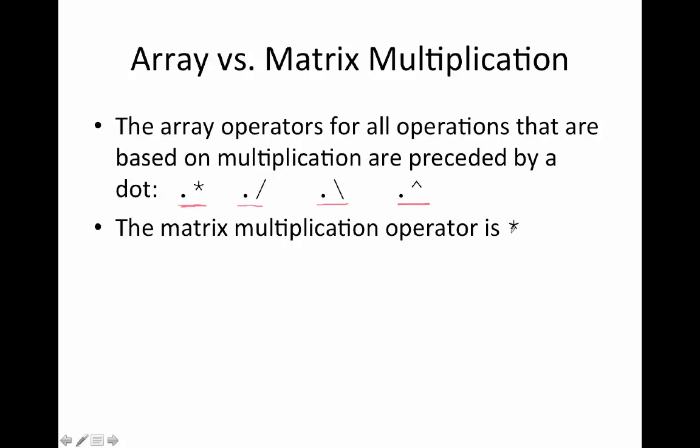Now in MATLAB, if we use just the asterisk, that means matrix multiplication. So that's a very different beast. So all of these are, again, array operators where you have two vectors or two matrices with the same dimensions and you're going through element by element.